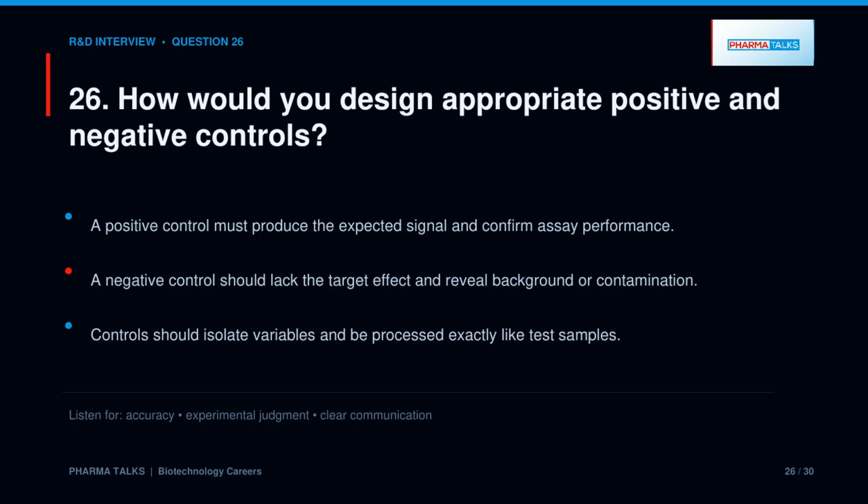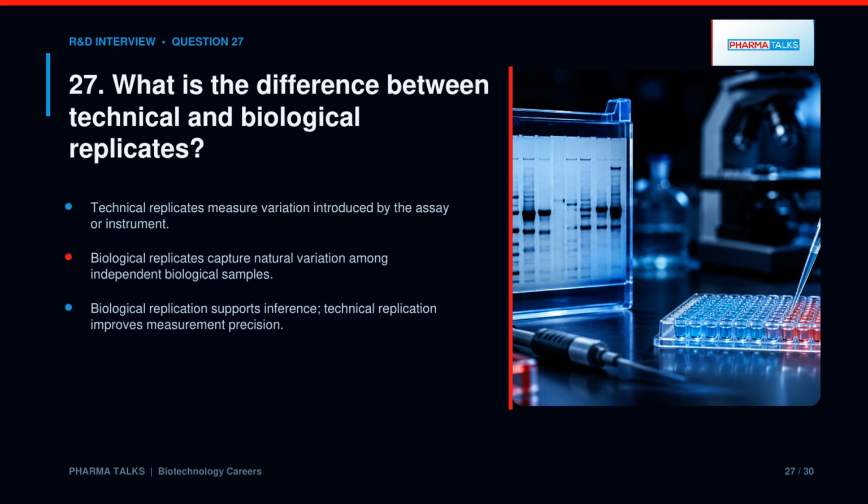Question 26. How would you design appropriate positive and negative controls? Positive control should reliably produce the expected effect and demonstrate that the system is working. A negative control should lack the relevant target or treatment and reveal baseline signal, contamination, or nonspecific activity. Controls must be processed in parallel with test samples. Where appropriate, vehicle, mock, and no-template controls isolate specific experimental variables.